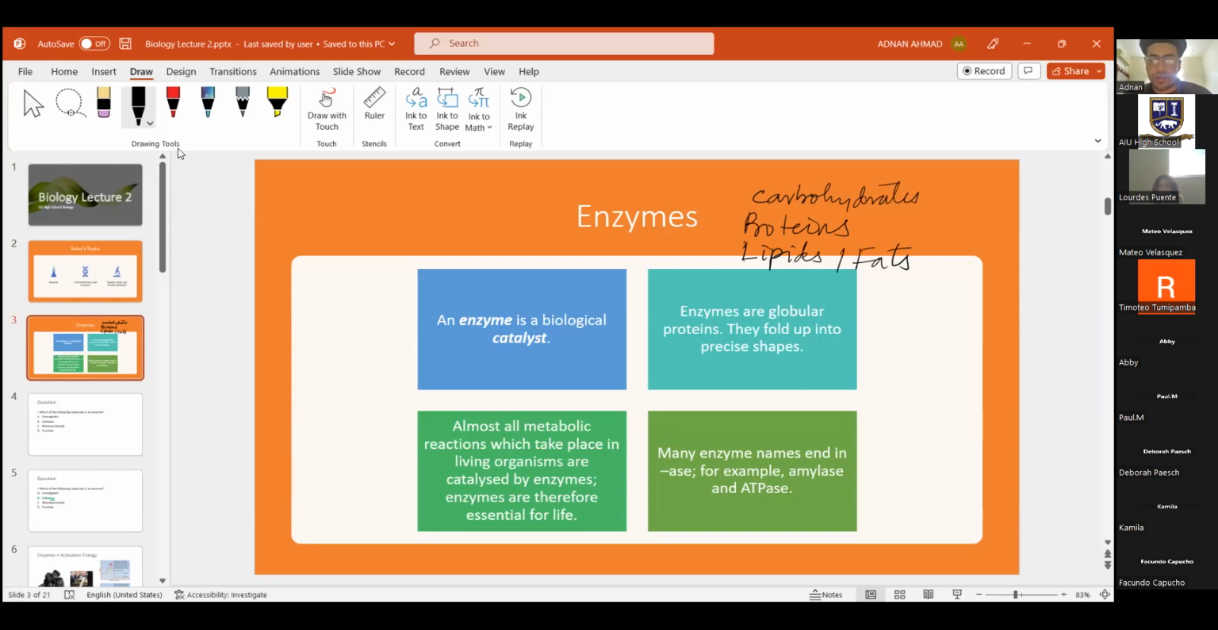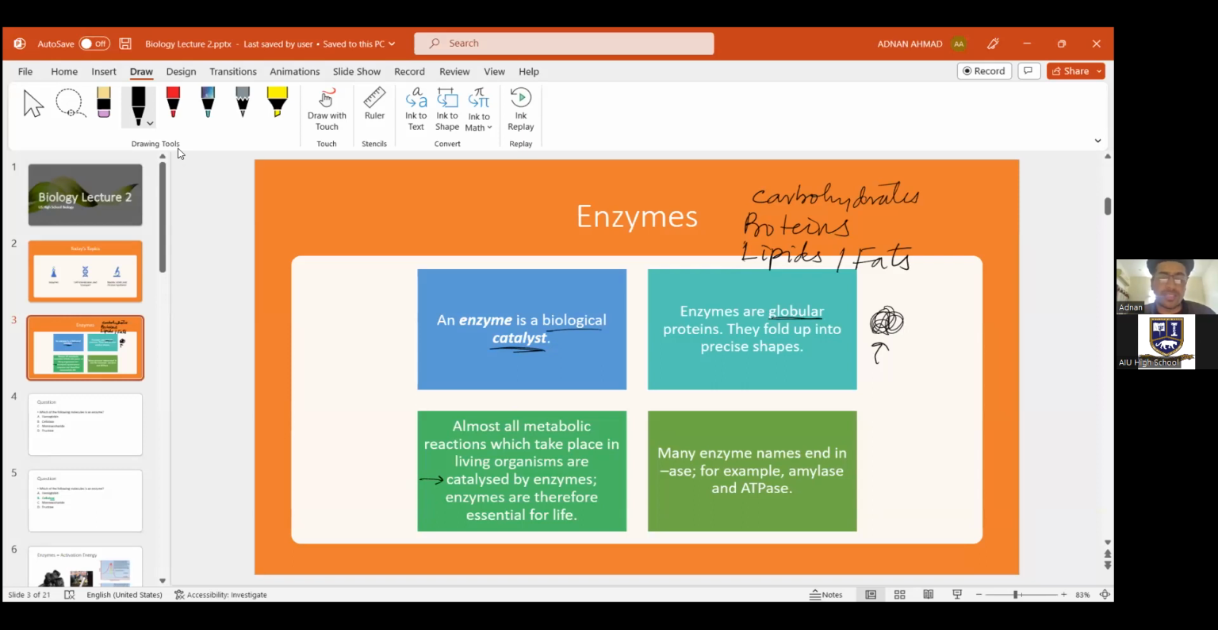Enzymes are made up of proteins, and enzymes are globular proteins. What do we mean by globular? Just like a globe, okay? This represents a globular shape, like a globe. Enzymes are made up of proteins, and they catalyze biochemical or biological reactions in living things. Almost all metabolic reactions which take place in living organisms are catalyzed by enzymes. You should know what catalyze means. Enzymes are therefore essential for life. Without enzymes, life is impossible. We cannot imagine life without enzymes. Otherwise, the reactions that we need would take years to complete, and we cannot wait that long.